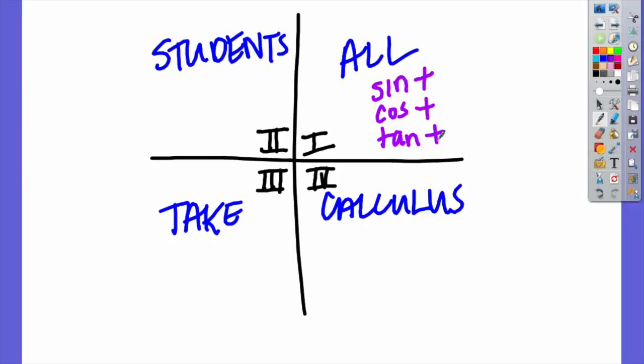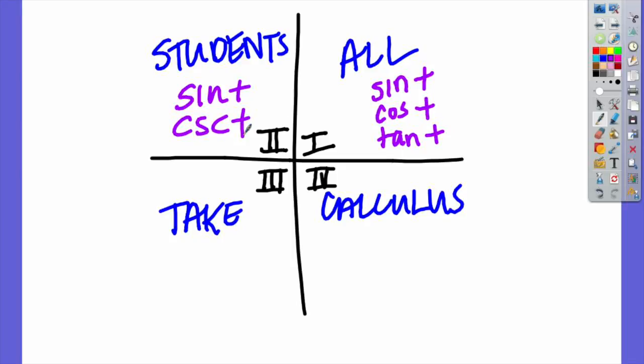However, in the second quadrant, Students corresponds to which trig function? Sine. Only sine is positive in the second quadrant. Cosine is going to be negative, as we just saw. And if tangent is sine over cosine, y over x, a positive divided by a negative is always going to be a negative. So tangent is negative too. Which means, what's the reciprocal of sine? Was it CSC or ESC? So its reciprocal is also positive in that quadrant.